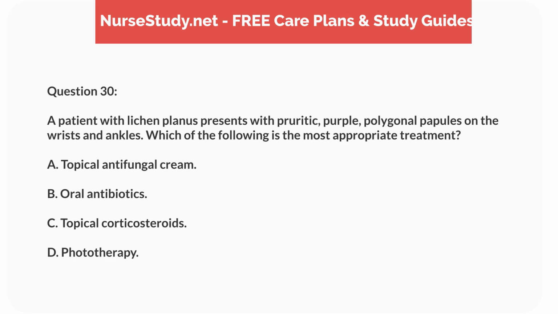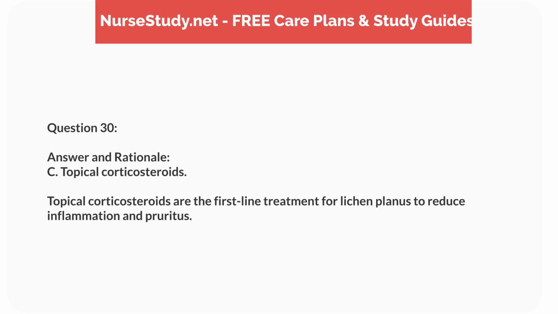Question 30. A patient with lichen planus presents with pruritic, purple, polygonal papules on the wrists and ankles. Which of the following is the most appropriate treatment? A. Topical antifungal cream. B. Oral antibiotics. C. Topical corticosteroids. D. Phototherapy. Answer and rationale. C. Topical corticosteroids. Topical corticosteroids are the first-line treatment for lichen planus to reduce inflammation and pruritus.